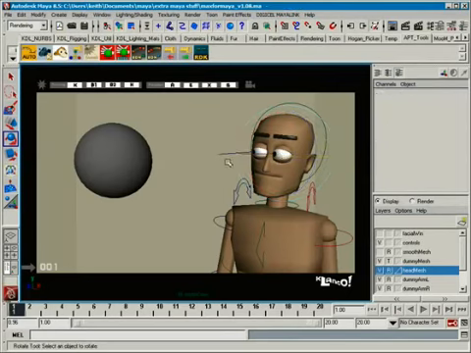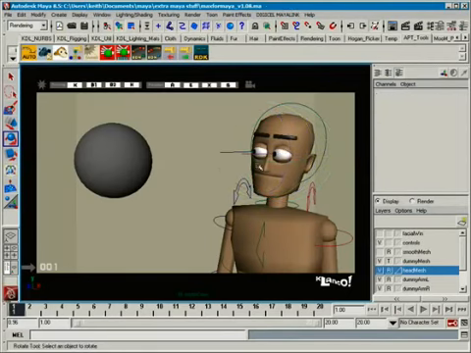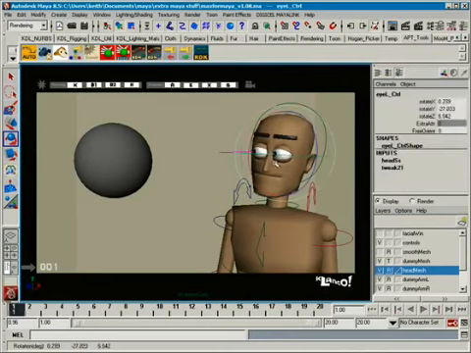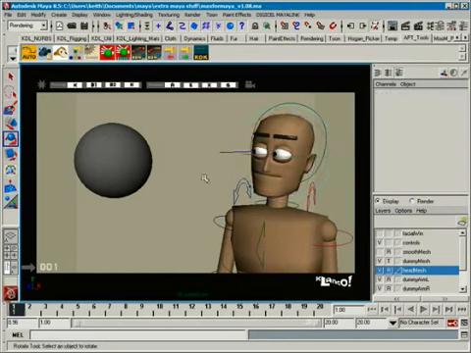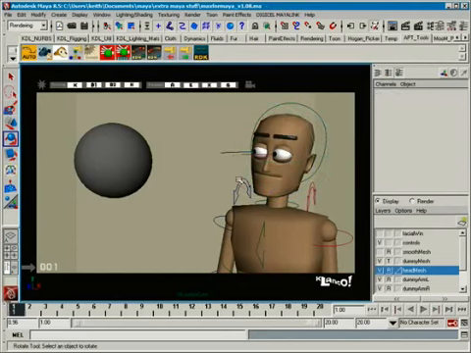And I really don't get lazy with the eyes. If you have individual controls, use them, all right? Because you're going to want things to look a certain way. And if you don't have individual controls, if you're the rigger, make them. Or if you're not the rigger, go to your rigger and ask for them.